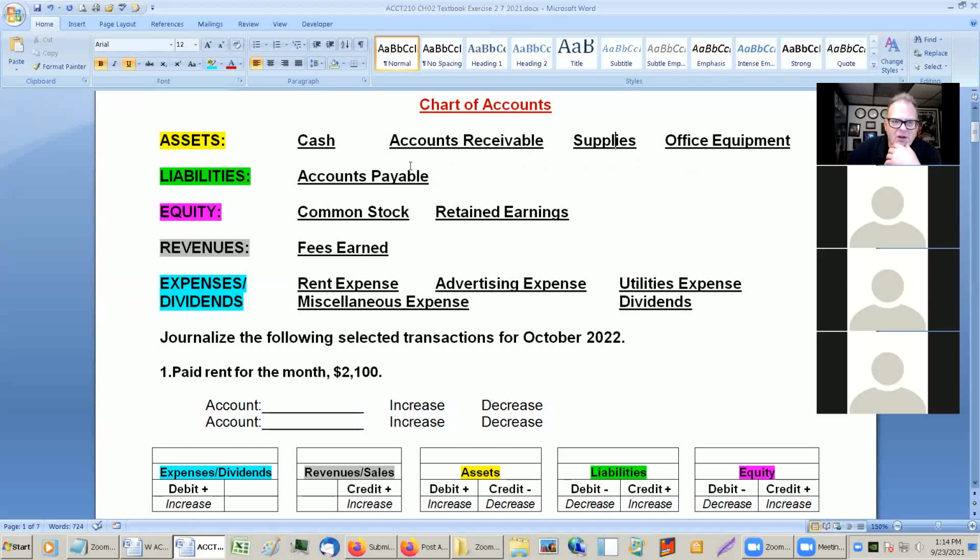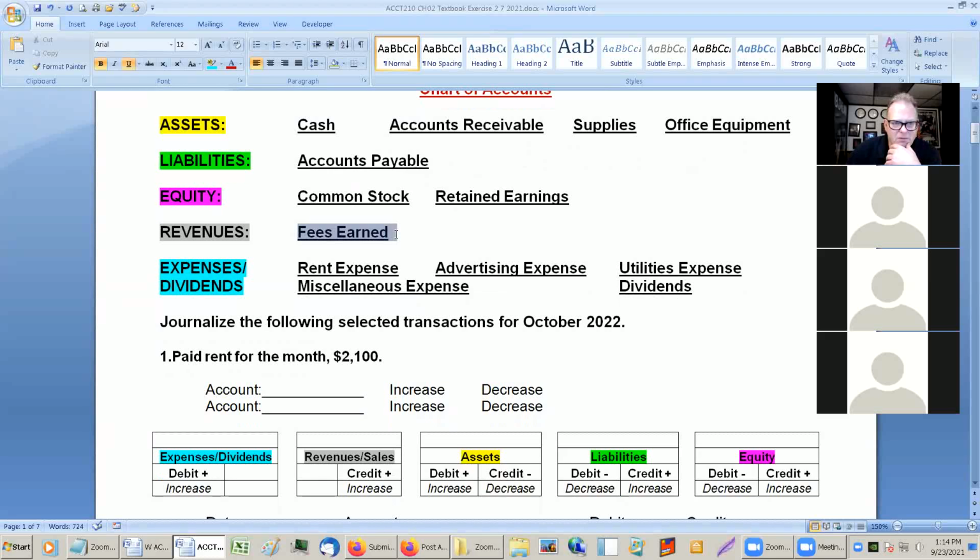So these can be the names. This one isn't too bad. They're all pretty much the same. There's only one that's a little bit wacky, and that's this fees earned. So when we have revenues, we're not going to call them revenues. We're going to call them fees earned, just because that's the only account we have. We don't have an actual account called revenues.